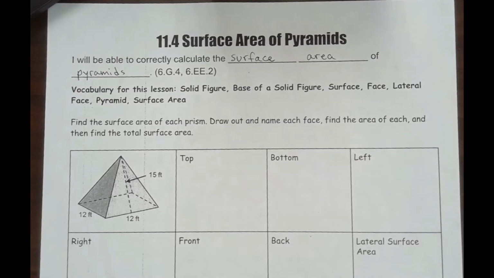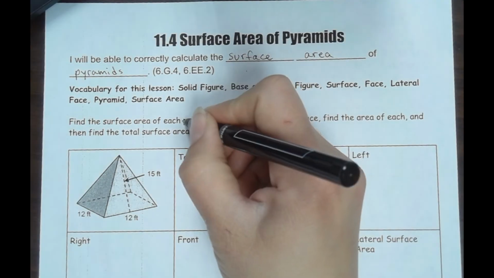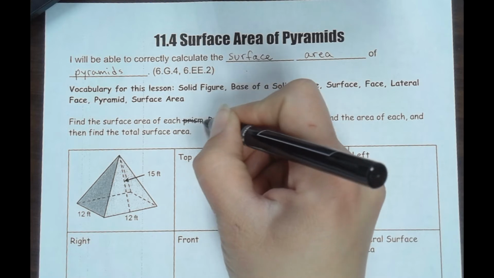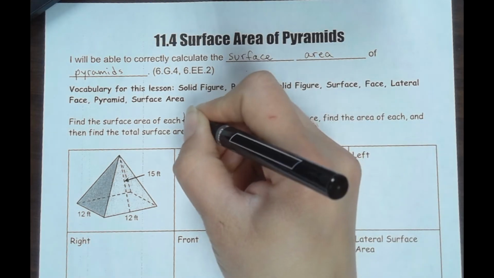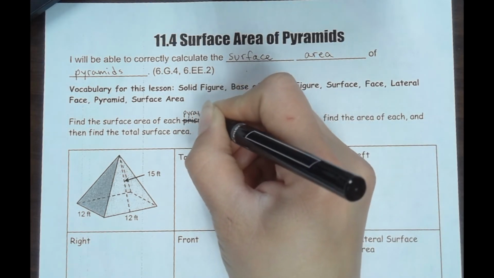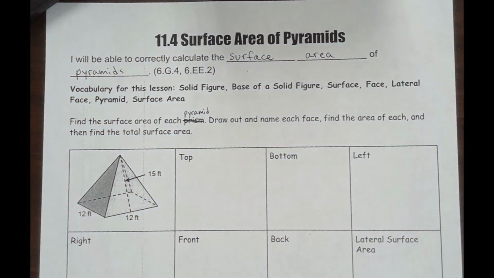So we've already talked about prisms. There's a little typo right here. This should say find the surface area of each pyramid. Draw out and name each face, find the area of each, and then find the total surface area.